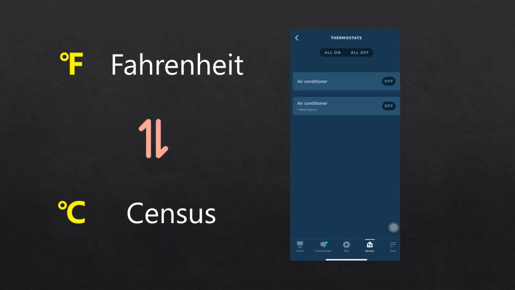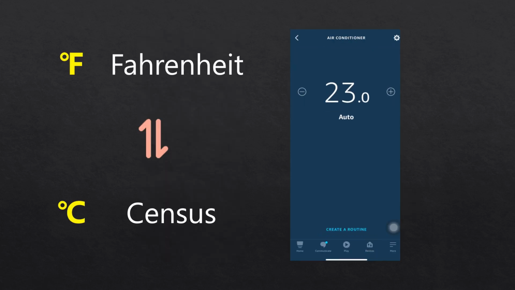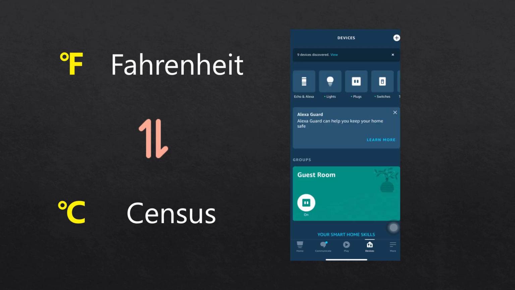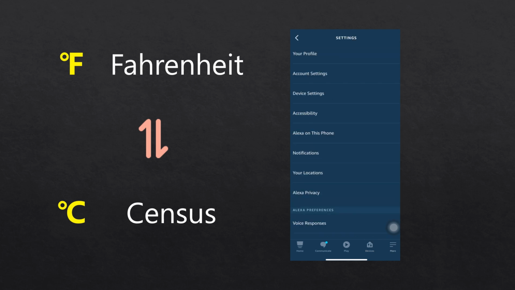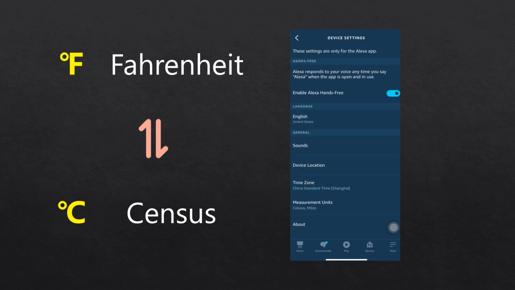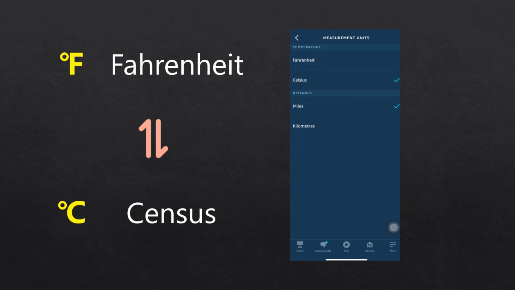Alexa will use the default measurement units according to your region. For example, in the US, when you say Alexa, turn down AC temperature by 2 degrees, it means turning down 2 degrees Fahrenheit. If you want to change the units between Fahrenheit and Celsius in Alexa, please go to More, Settings, Alexa on this phone, Measurement Units.